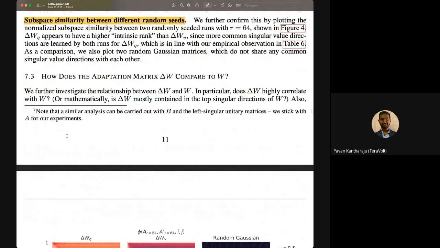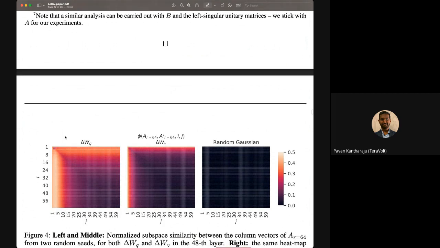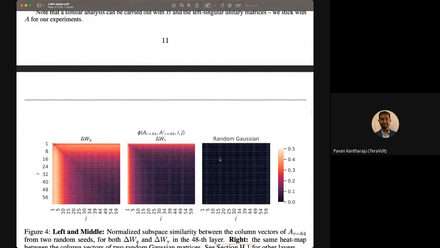So what they did was they did 2 runs. They took the matrices A that LoRA tuned, and looked at the Grassmann distance between the 2. And what they saw is, again, R equals 1 has the most overlap in the first singular vector. And for comparison, they provided random Gaussian, which should have 0 overlap.